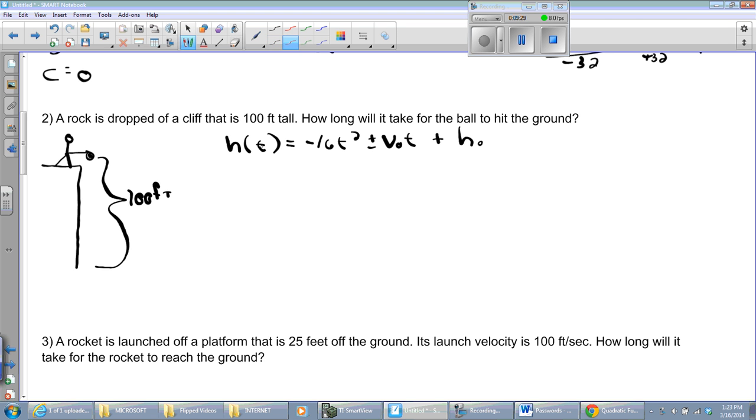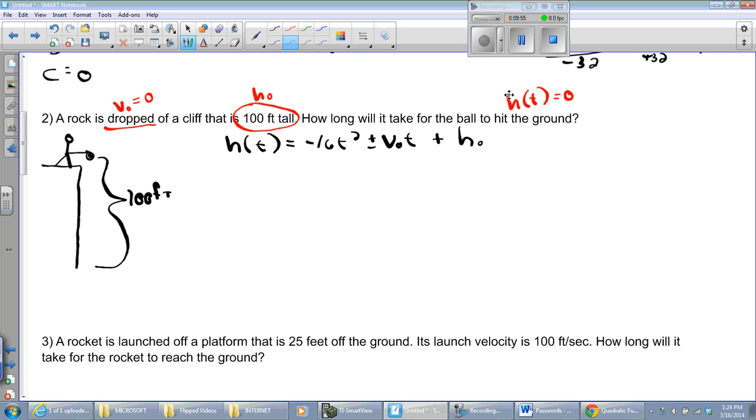All right, well, let's see. 100 feet tall. To me, that's the top of the cliff. That's the starting height. So that's h sub o. Okay, it's being dropped, right? It's being dropped. It's not being thrown down. So v sub o, the original velocity, is 0. There is no starting velocity. And I want it to hit the ground. So again, this is h of t equals 0.